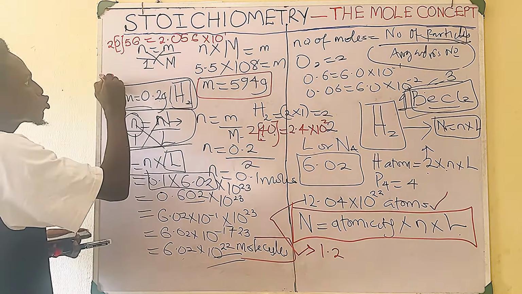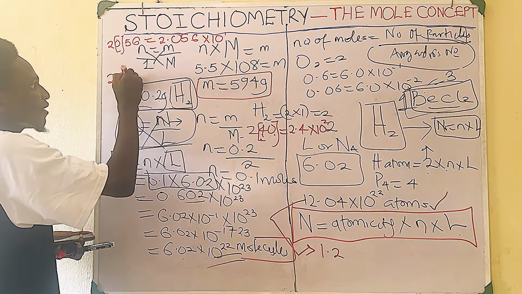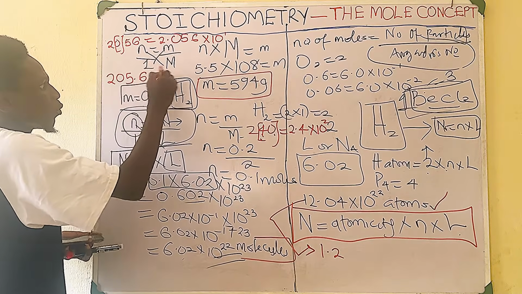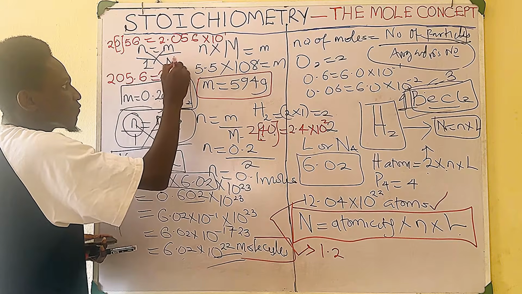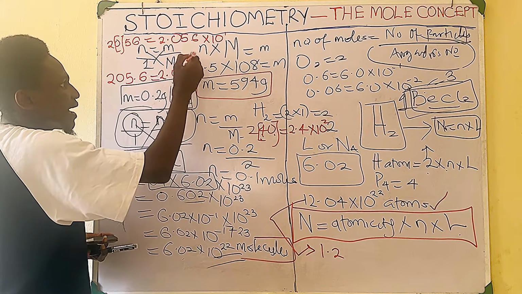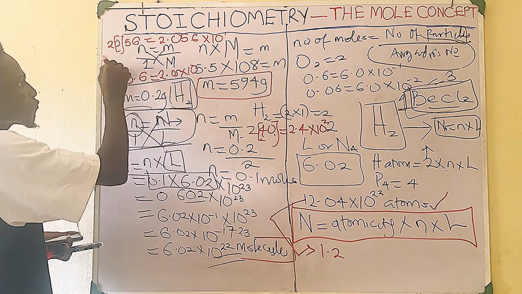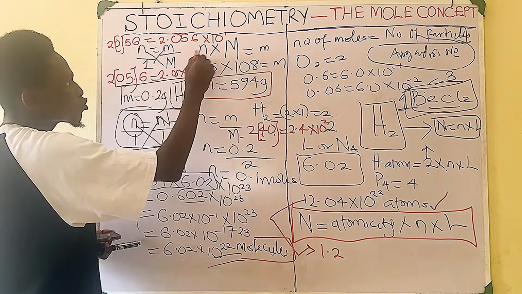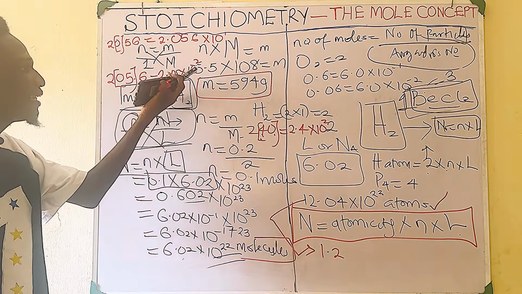But if I have 205.6, what will be my answer? It's going to be 2.056 times 10 raised to power what? I have two numbers before the point, so times 10 raised to power 2. So that's my calculation in index form.